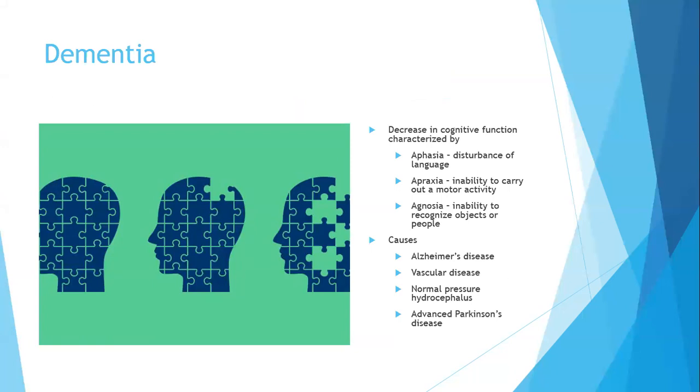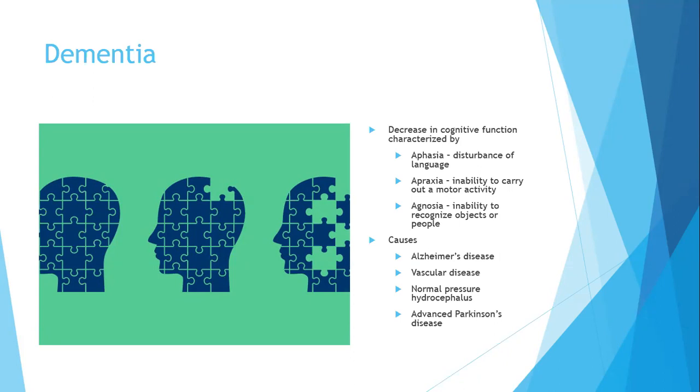So dementia as a whole is a decrease in cognitive function that's characterized by the three A's. Aphasia, which is disturbance of language, so like you can't remember words, or the names of things, or people's names. Apraxia, which is inability to carry out a motor activity. You can't carry out the motor activity even though you still have the ability to do it, you just can't organize it in your motor cortex. Agnosia is the inability to recognize objects or people. That's where the person with dementia doesn't recognize their family or their home or something like that.